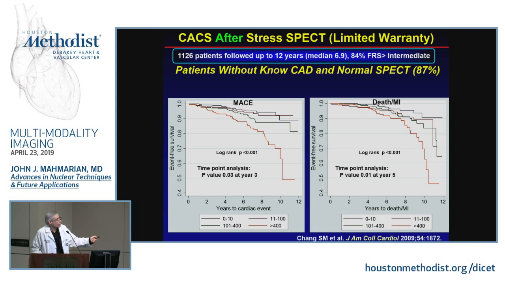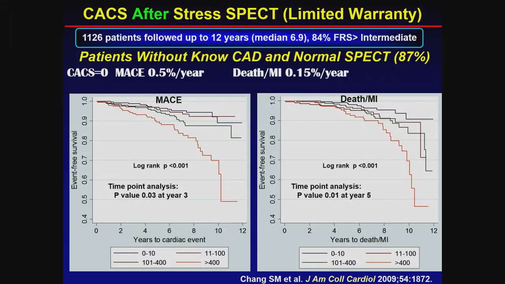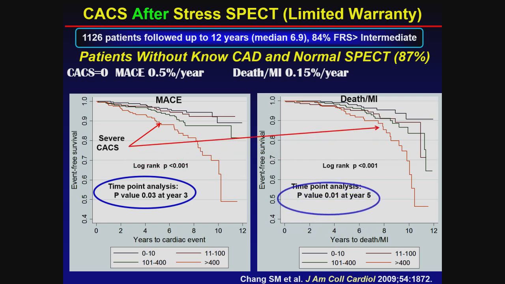We have also shown this in our patients without known coronary disease who have a normal SPECT. Calcium score of 0: 0.5% per year total MACE, or 0.15% per year death and MI rate. Severe calcium scores are the ones that have events with normal SPECT studies. And the warranty period for a normal SPECT was only 3 years in terms of MACE and was 5 years in terms of death and MI. So again, by integrating, you can identify who has coronary disease maybe early on and be able to treat them so they don't get to this point to begin with.